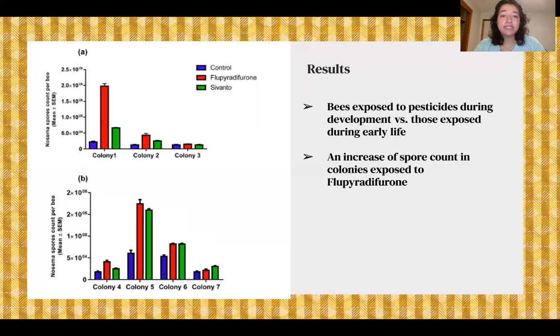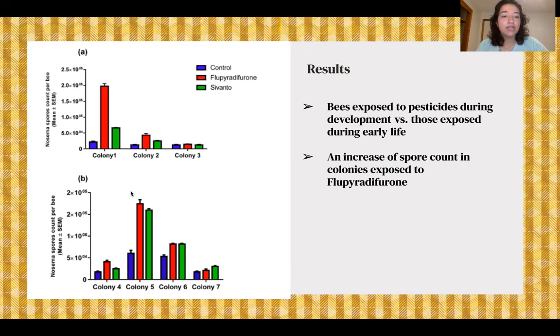This figure shows the intensities among the two treatments of Nosema serenade spores and the insecticide. So figure A, and the x-axis shows the 3 colonies that were exposed to the insecticide during their development, and the y-axis shows the Nosema spore count per bee with the mean plus the standard error margin. Colony 1 showed a greater amount of Nosema serenade spores for the bees that were exposed to the fluopyridopherion during their development. And across the board, the other bees did not have as much significant change in the amount of Nosema serenade spores found.